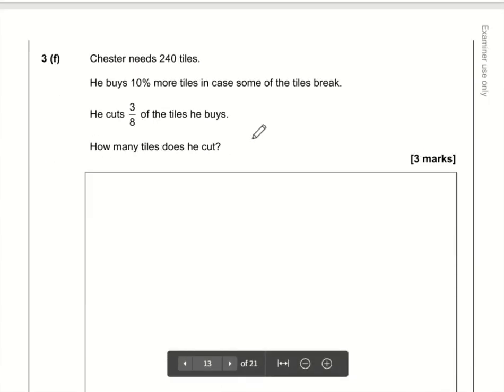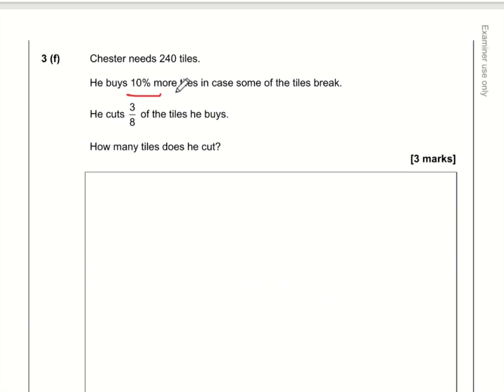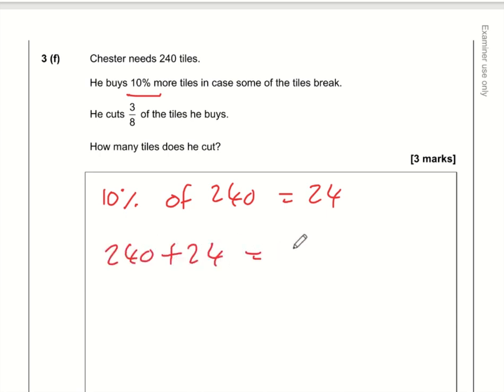Okay, so for part F, he buys 10% more. So what is 10% of 240? We don't need a calculator for that, hopefully. We should know that 10% is 1/10, and a tenth of 240 is 24. So therefore he buys 240 plus 24, which is 264 tiles.